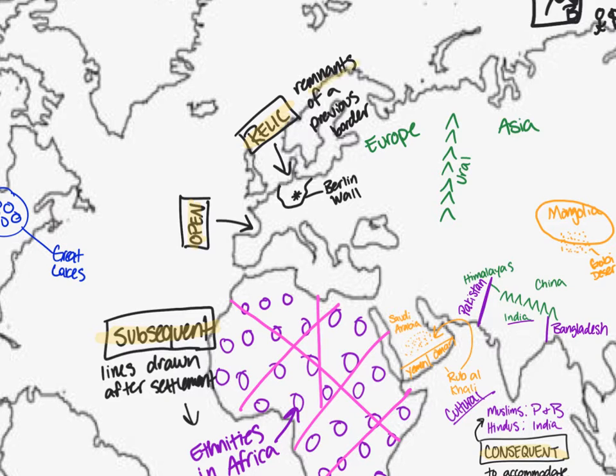Okay, this term remnant means it's just left behind, and so it's something that was left behind of a previous border. So that was a border. It was an actual border back in the day, but it's not a real border anymore, but you can still see it there. So that's what we call a relic border. Okay.